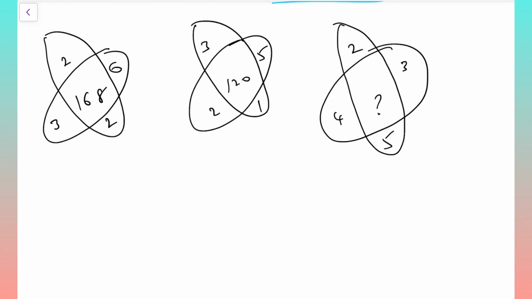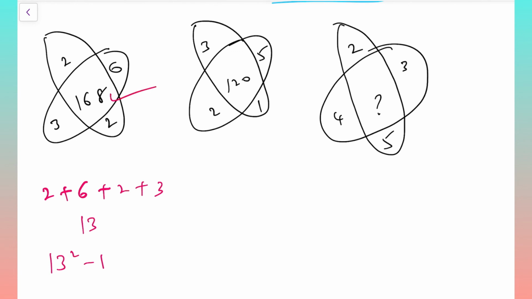Now if you observe the middle numbers, this is 168, which is near to 169, which is 13 square. This is 120, which is near to 121, which is 11 square. Now for the first one, I will add all the outside numbers. 2 plus 6 plus 2 plus 3: 2 plus 6 is 8, 8 plus 2 is 10, 10 plus 3 is 13. So, 13 square minus 1. 13 square is 169, 169 minus 1 is 168.